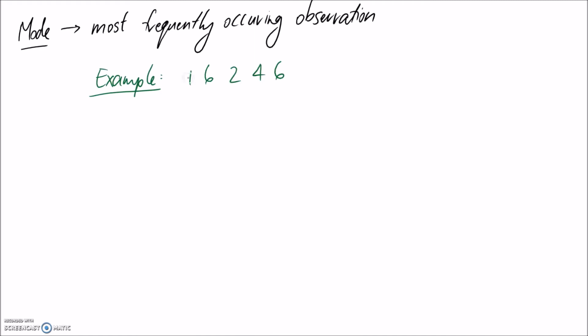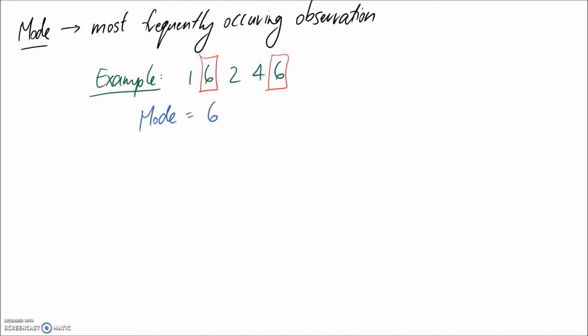So what we can see is that the value of 1, the value of 2, and the value of 4 each occur just once. However, the value of 6 here occurs twice. So what that means is that the mode for this set of data would be 6 because it's the most frequently occurring observation. And you can also apply this methodology when you're looking at data which has been grouped into classes. It would then be, instead of the mode, the modal class. We'll be looking at that a bit more in the future.